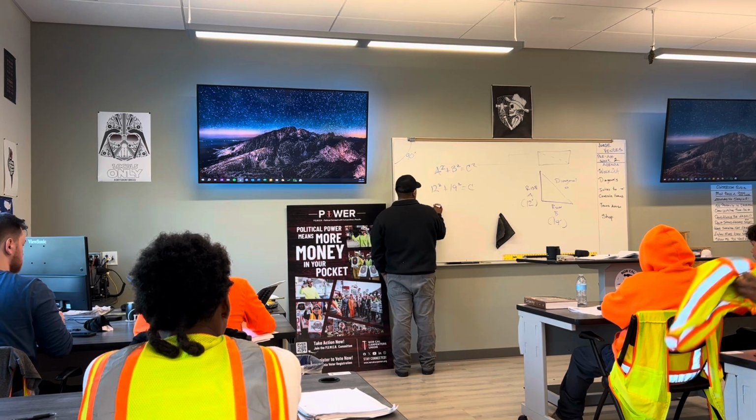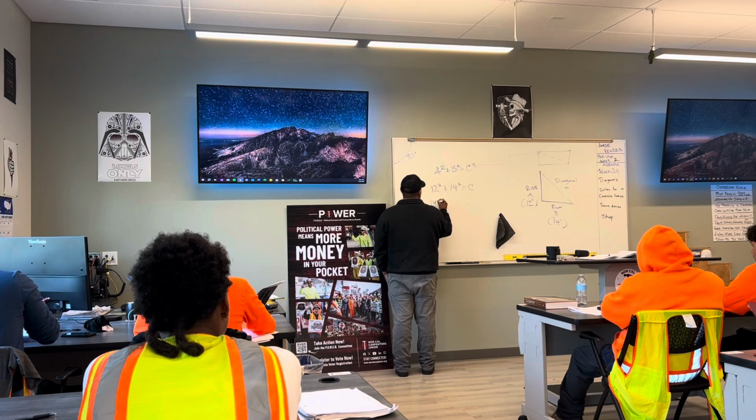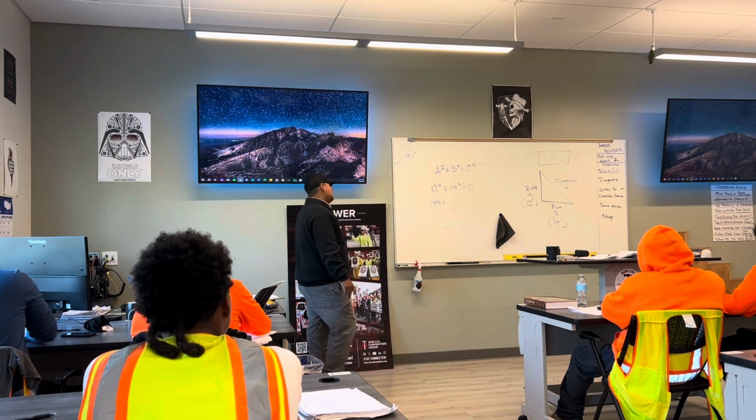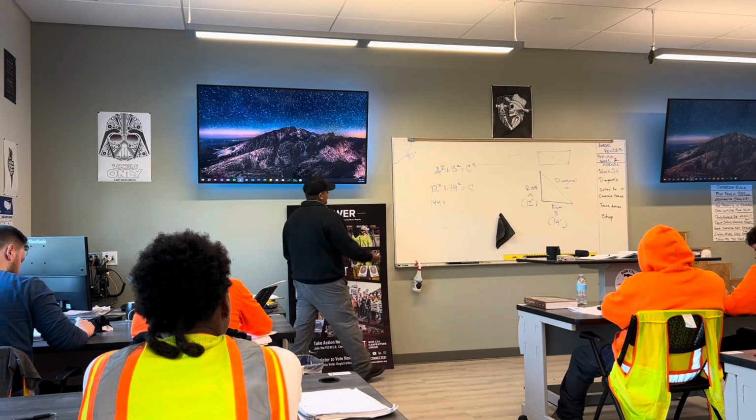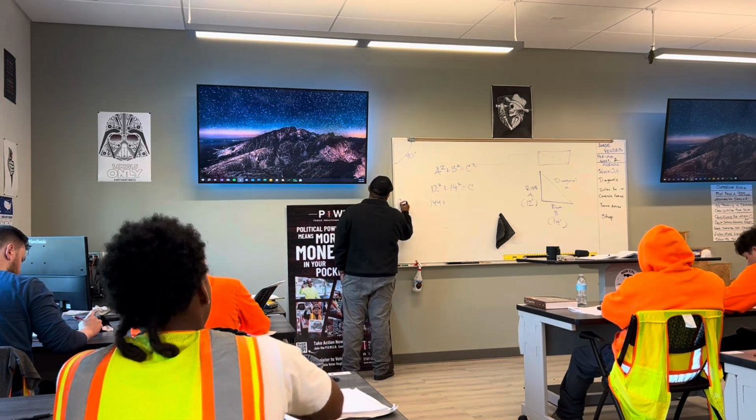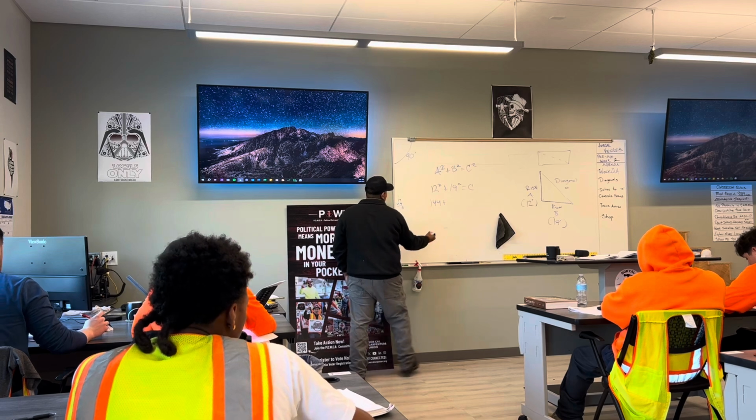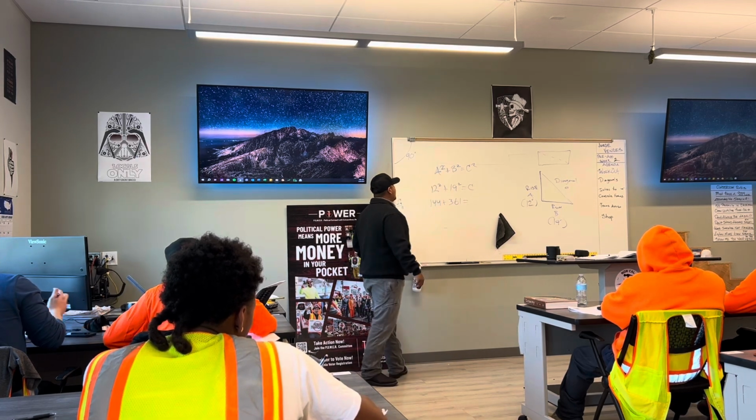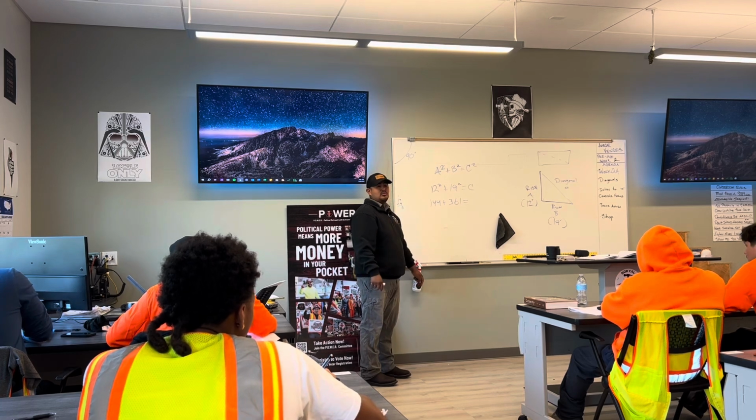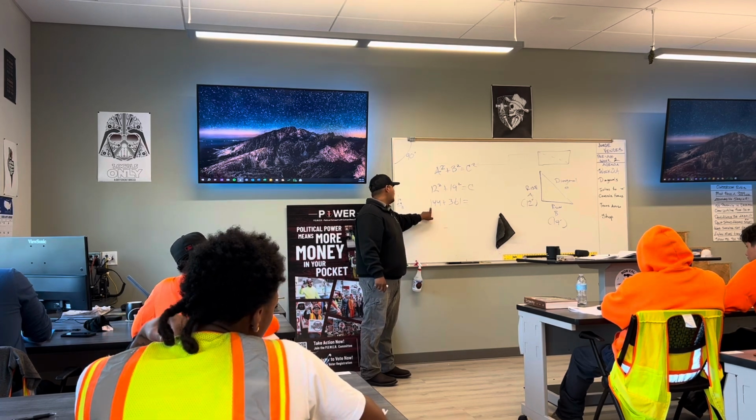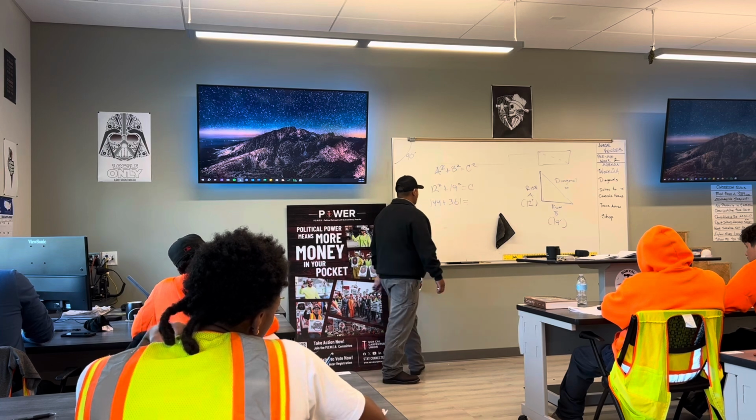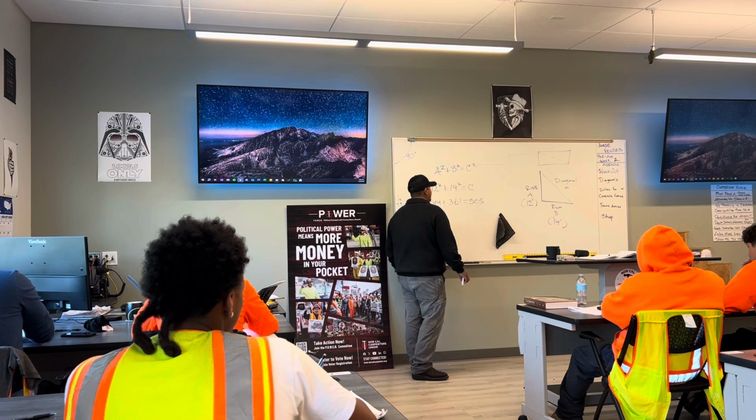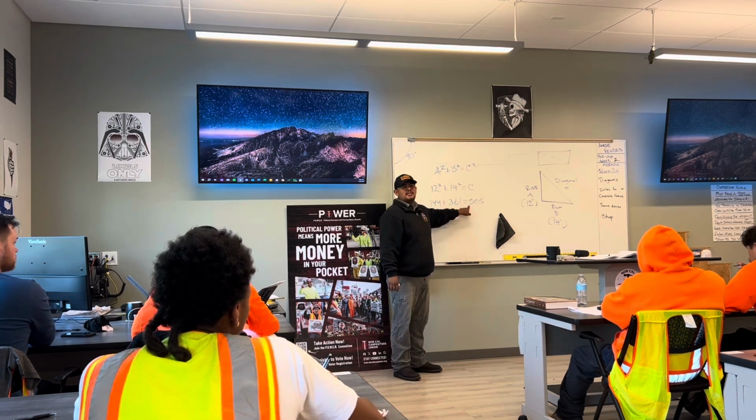12 times 12? 19 times 19? What do we got, guys? 19 times 19? 361. Now, all we have to do is add those two numbers together. 144 plus 361 is 504? 505. 505. Okay. What do I have to do to this number?